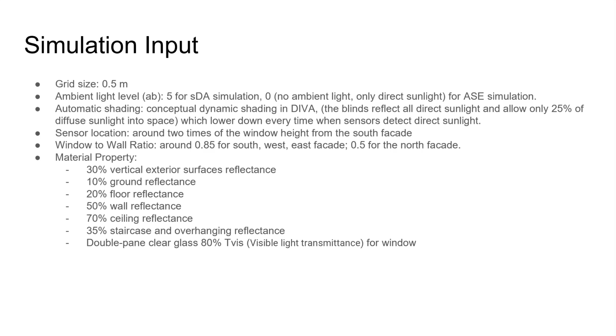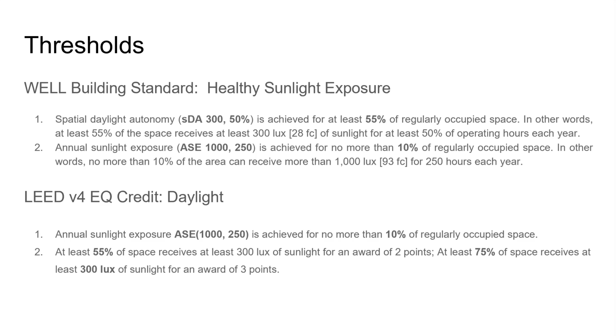So in this case we could also use Diva, and specify all the material and geometry and so on to meet the criteria that LEED and WELL suggest. And this is a brief introduction of the threshold: when we achieve at least 55% of the sDA over the whole year, we could get 1 credit in LEED. Also, if we have less than 10% of the ASE, we could get the LEED standard for the daylight.